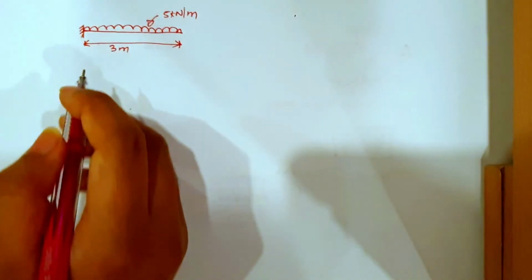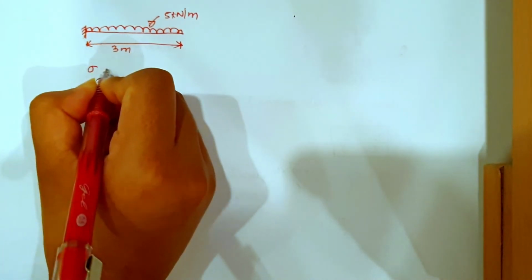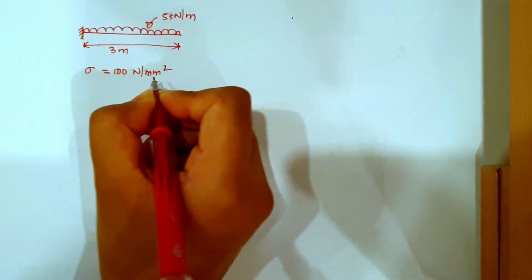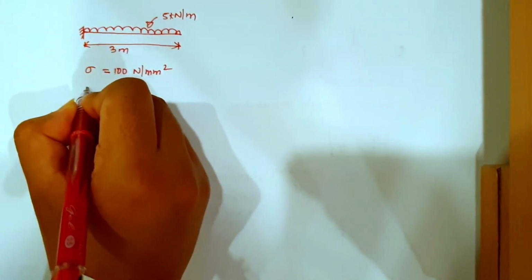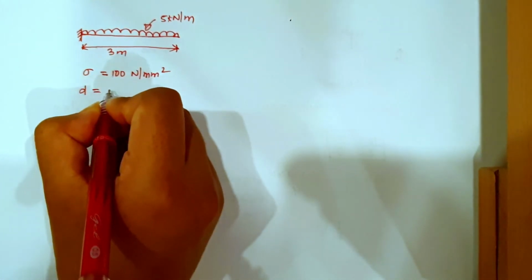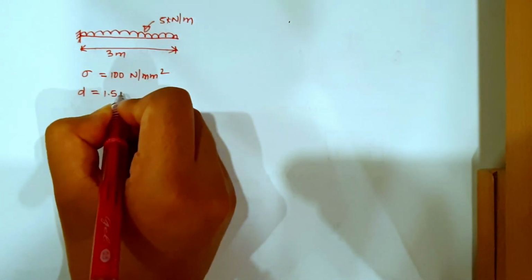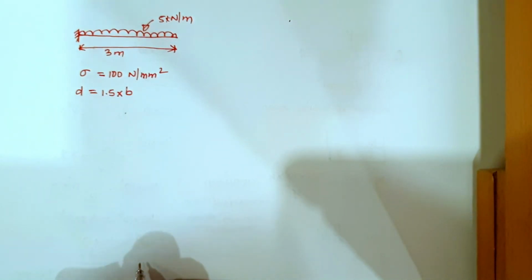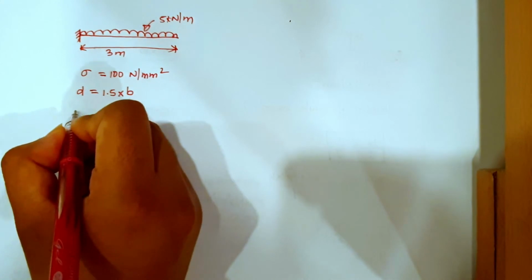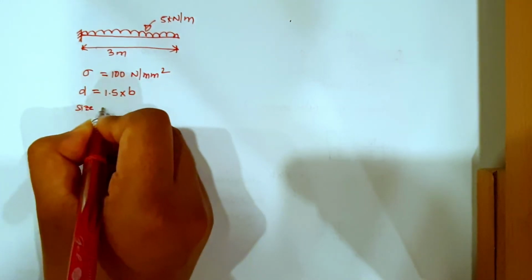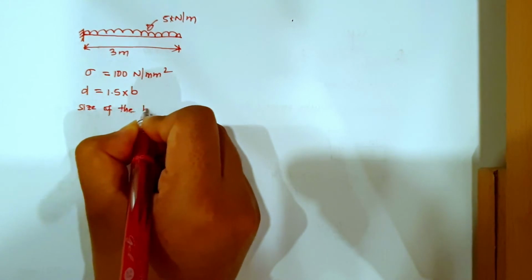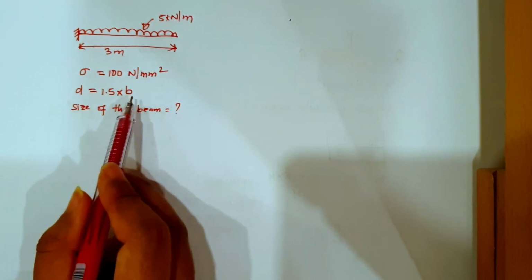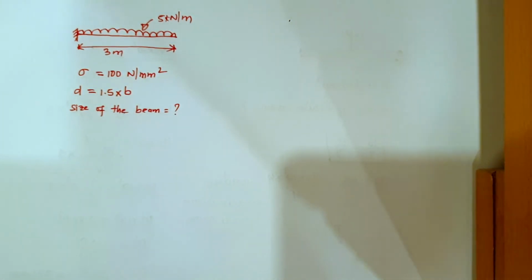Okay, now the maximum bending stress is also given, which is sigma equal to 100 Newton per mm square. The depth of the beam D is given equal to 1.5 times the width, so 1.5 into B. Determine the size of the beam. So we need to determine the size of the beam. Okay, so we need to find D as well as B. So let us get started.